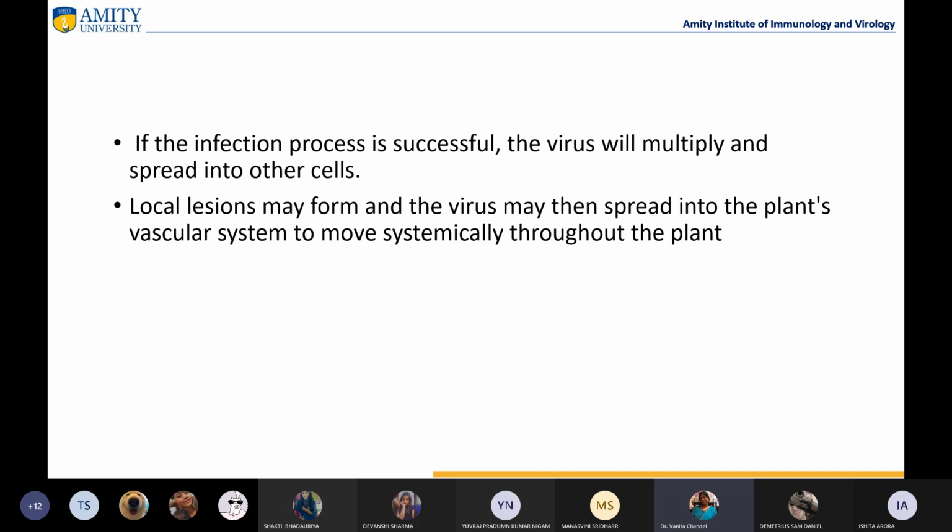So local lesions can form. Local lesions are basically formed at the point of entry. Certain pinhead spots, black color spots are formed on the leaf, and then it spreads to the vascular system, systemically throughout the plant.